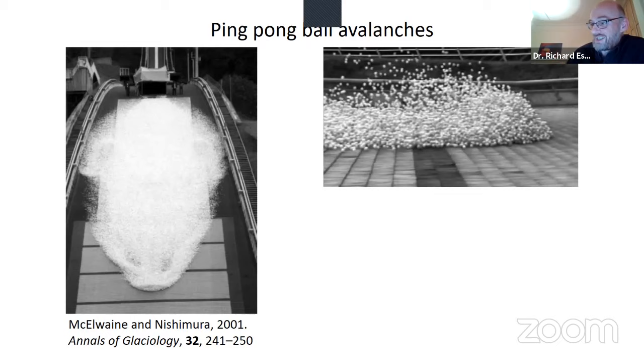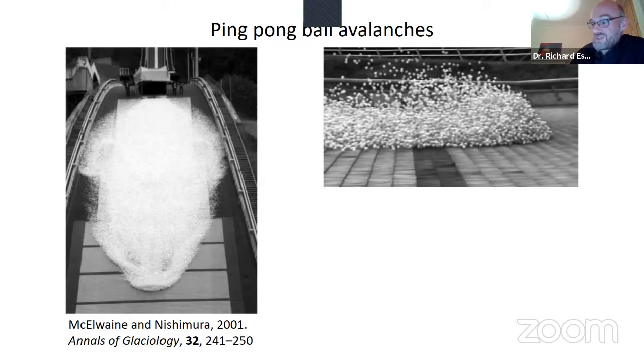A ping pong ball is very light, and if you roll it down the slope, it's very quickly going to reach a terminal velocity of just a few meters per second, limited by air drag. If you roll a few ping pong balls down the slope, it's going to be very much the same. They'll behave independently. But if you have enough balls, they will begin to behave collectively and will entrain air as they move. And then because the air is moving with the balls, they experience less drag and can fall faster.